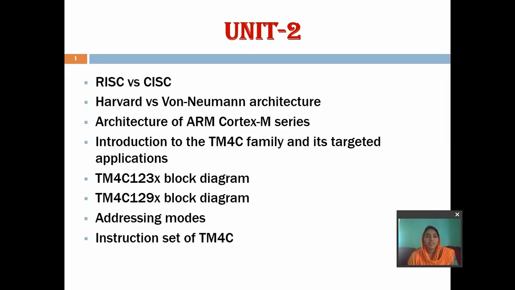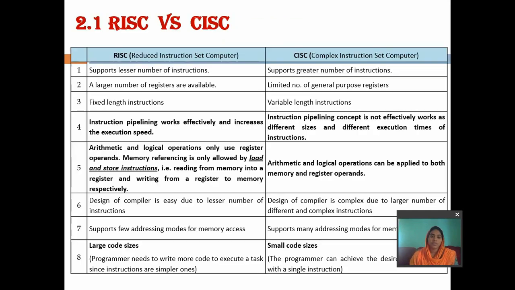So in the second unit we have the following topics: RISC versus CISC, Harvard versus Von Neumann architecture, architecture of ARM, ARM Cortex-M series, addressing modes of ARM processors, and instruction set of ARM processors. Our first topic is RISC versus CISC. These are the differences between RISC and CISC.